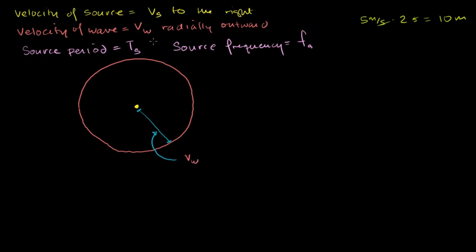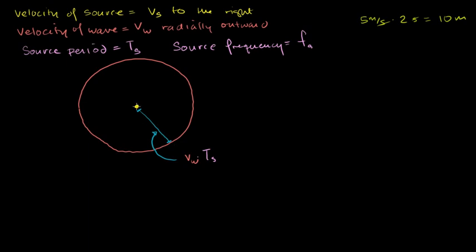That's actually the speed. I'm saying it's v sub w radially outward, but this isn't a vector quantity. This is just a number you could imagine: v sub w times the period, t sub s. I know it's abstract, but this is just a velocity times a time. If this was moving at 10 meters per second and the period is 2 seconds, it will have gone 10 meters after 2 seconds.